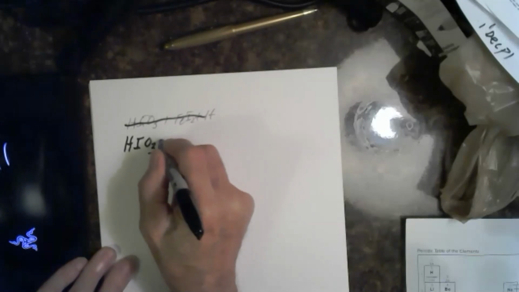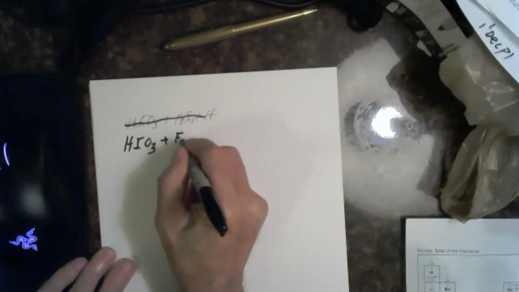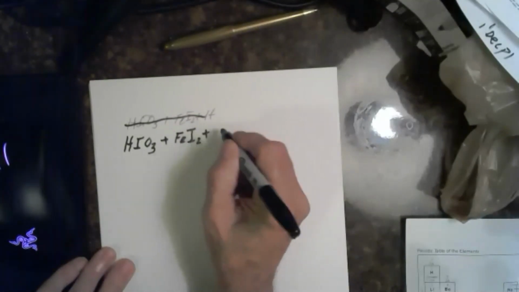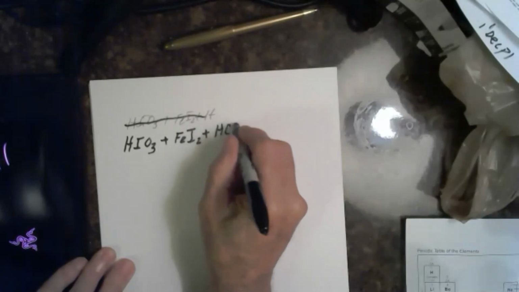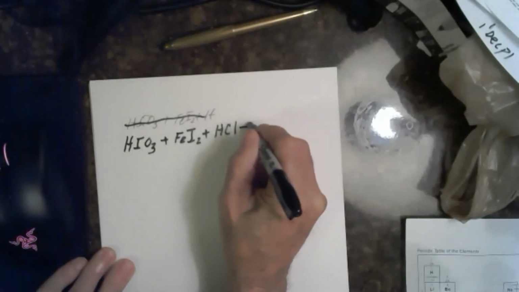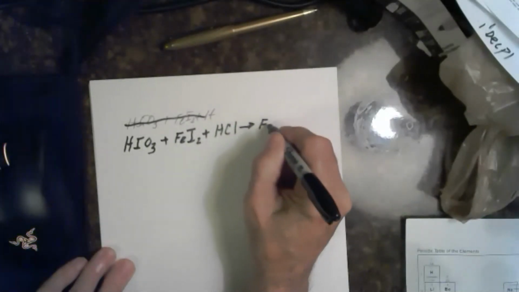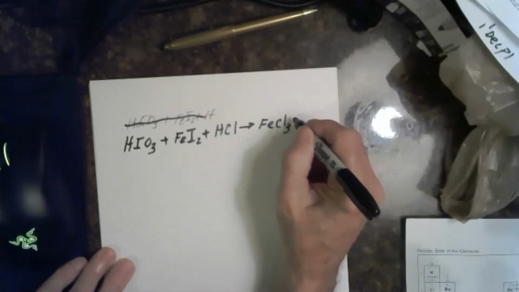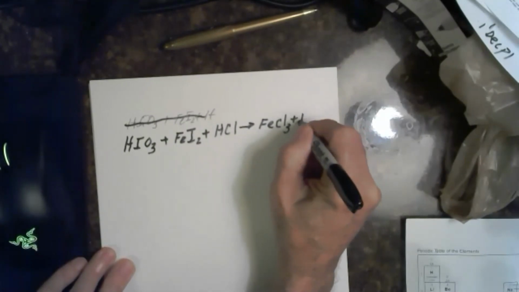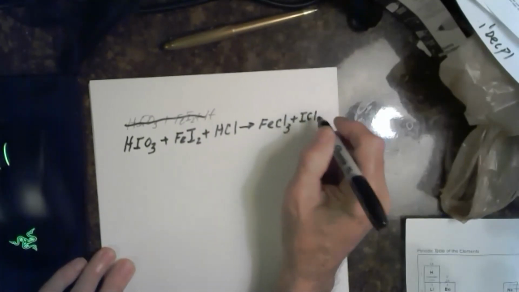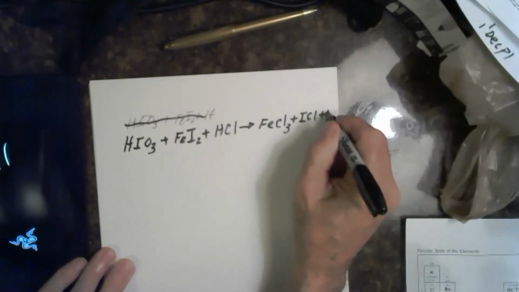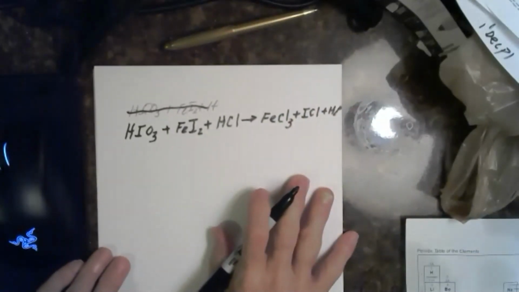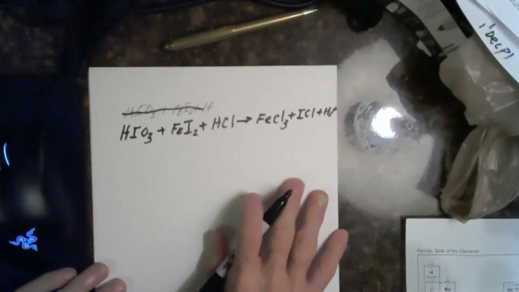HIO3 and FeI2 and HCl goes to FeCl3 and ICl and water. Okay, I'm about to run out of space, but okay, I think we can do it.